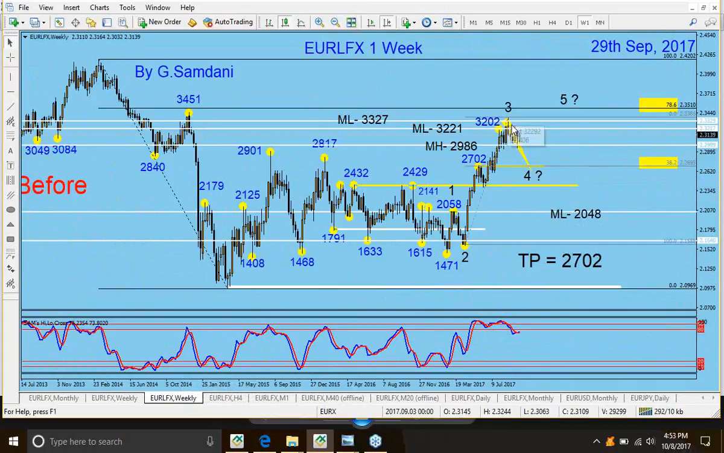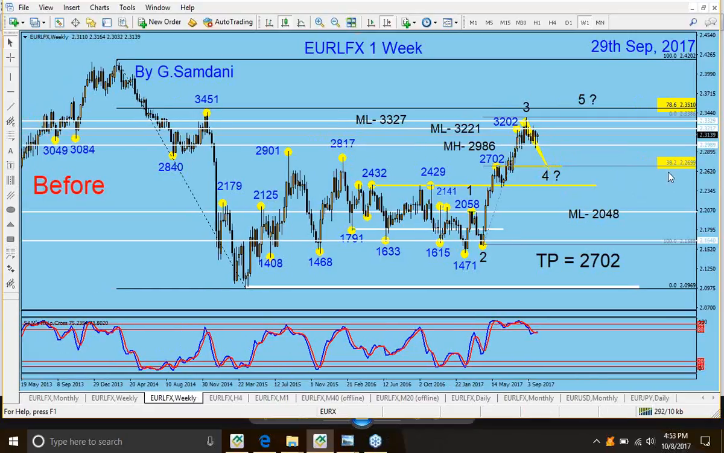I made the chart when the price was all the way at the top at 33.27. So it started to drop a little bit, but this number is so far holding, 29.86. And if the above number holds, 32.21, then we will probably drop again. We need to come down here, 38% of this move. Anyway, 1, 2, 3, we have 4, and then we have 5.